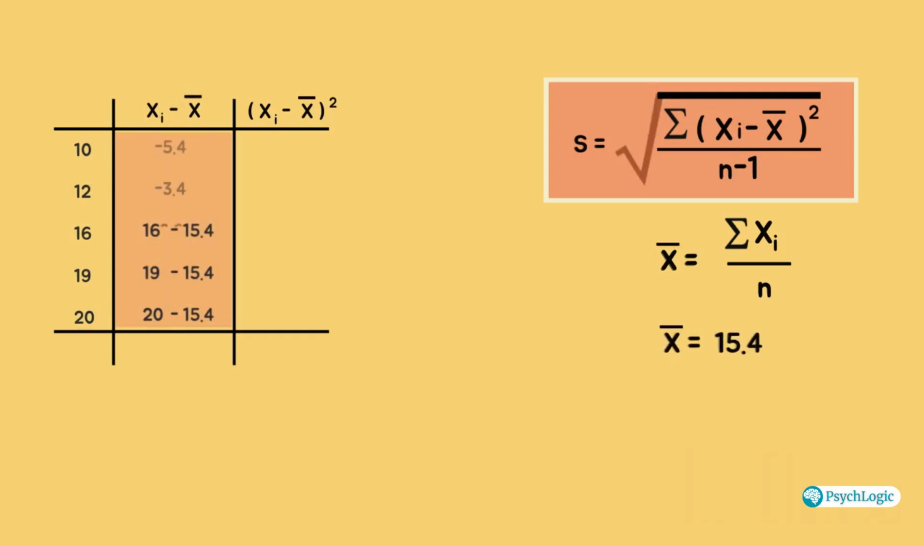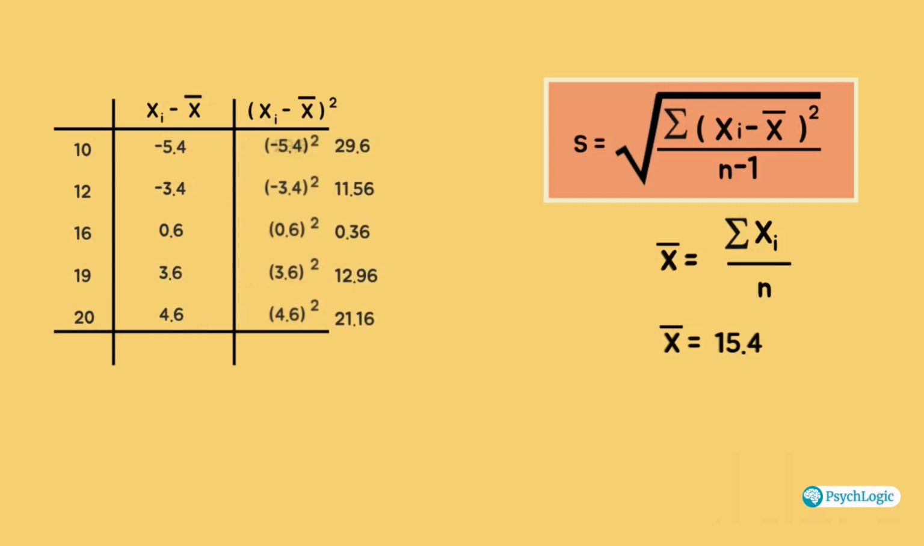10 minus 15.4 is negative of 5.4. 12 minus 15.4 is negative of 3.4. 16 minus 15.4 is 0.6 and so on. The next step is to square what we have just calculated. Negative 5.4 squared is 29.16. Negative 3.4 squared is 11.56 and so on.